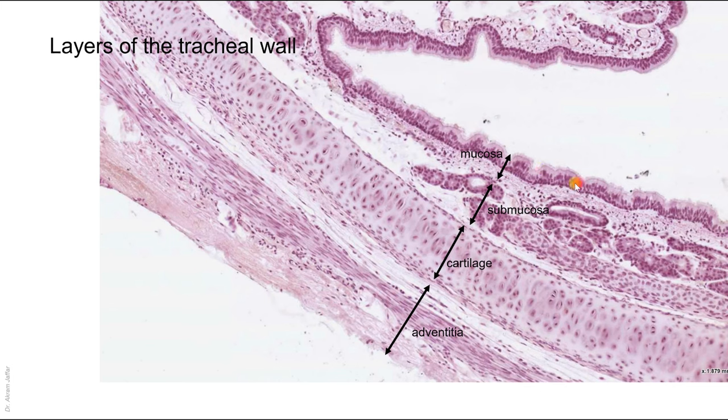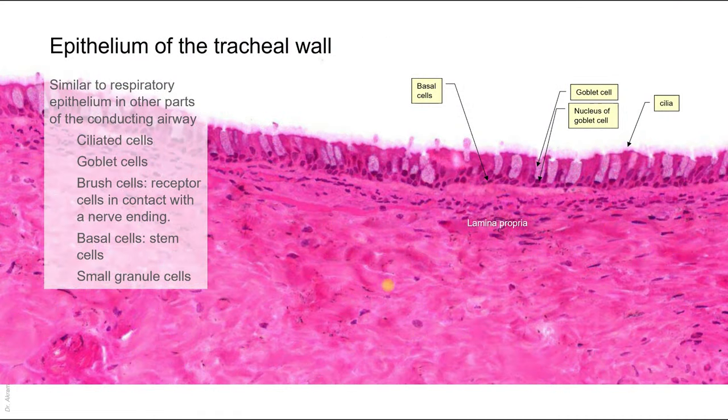Of course, the epithelium lies on a lamina propria, and then we have the submucosa. Look at the glands, and then we have the cartilage, and then the adventitia. Here you can see some fibers of the trachealis muscle as well. This is a higher magnification showing the respiratory epithelium, because this type of epithelium, the pseudostratified columnar epithelium, is only present in the respiratory passages. That's why it's called the respiratory epithelium.